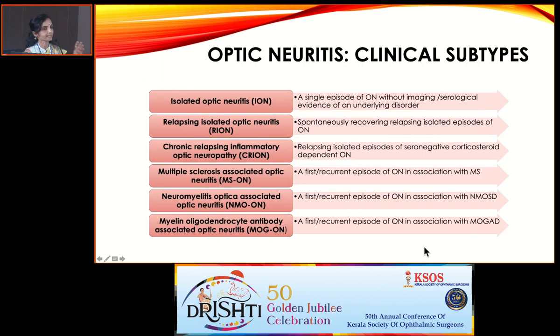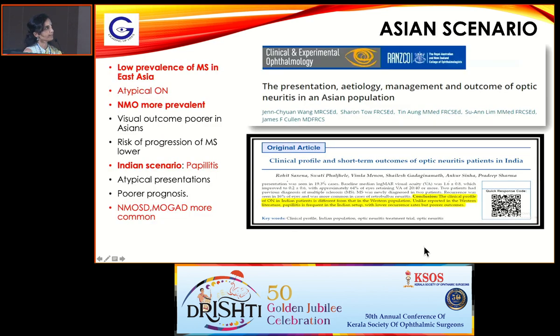So these are some terminologies you should be aware of. One is isolated optic neuritis. Second one is relapsing isolated optic neuritis, chronic relapsing inflammatory optic neuropathy, MS-associated optic neuritis, neuromyelitis optica associated optic neuritis, and myelin oligodendrocyte antibody-associated optic neuritis, because each of them is different in its own way. So what's prevalent in the Asian scenario is quite different from what is reported in the Western literature. We have more of NMO and MOG-associated optic neuritis here, with more of papillitis rather than retrobulbar neuritis. So we will come to that later.